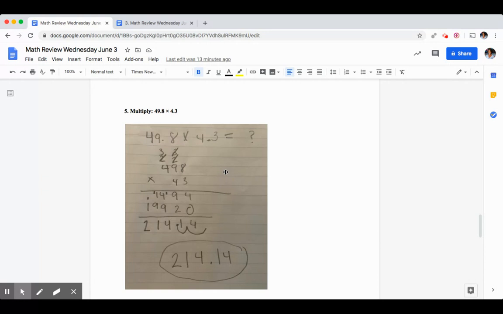Remember, when you're multiplying decimals, you ignore the decimals and multiply as whole numbers, and then you place your decimals back in depending on how many place values you have in your factors. In my factors, I had 2 place values after the decimal point, 1 here and 1 here. So I placed my decimal point back in 2 spaces to the left to end up with a final answer of 214 and 1400ths.